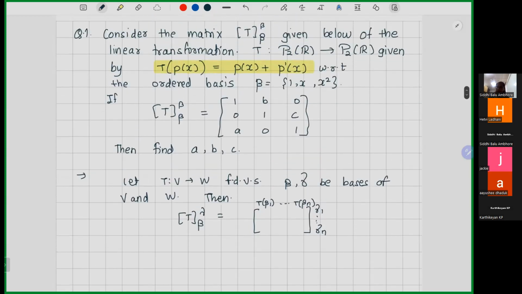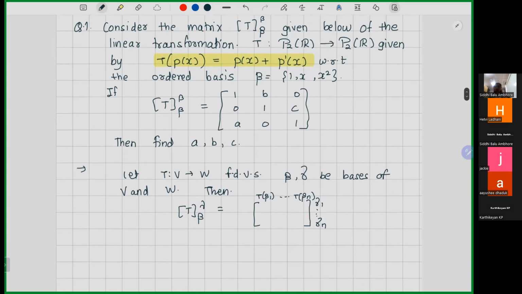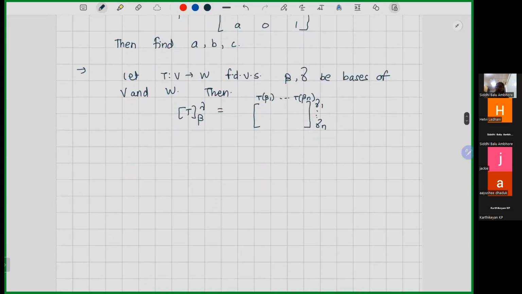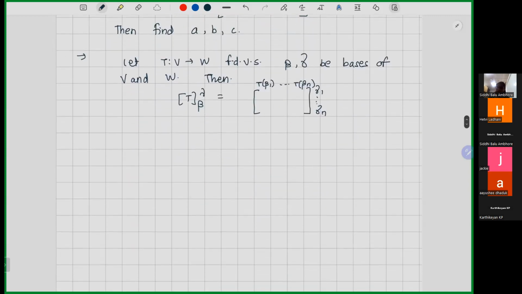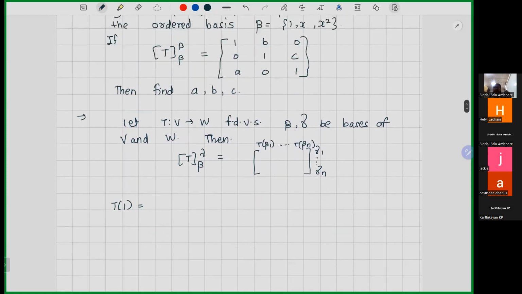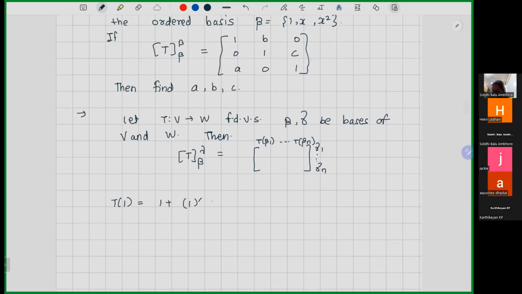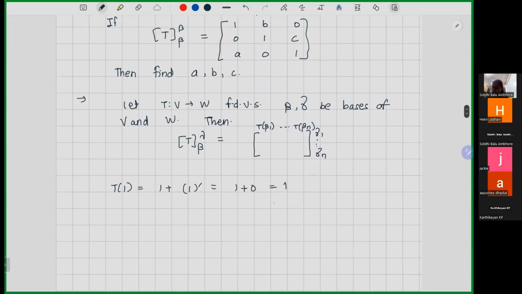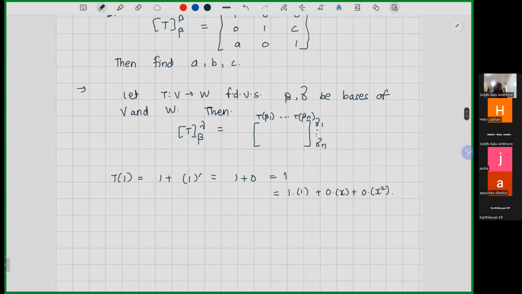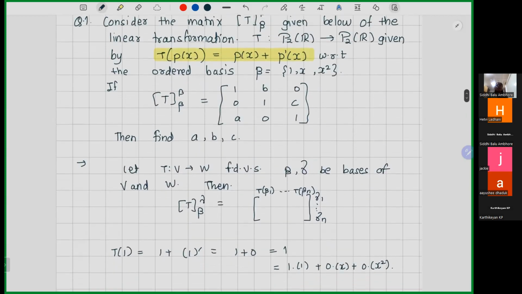So let us start with our linear transformation. T of p(x) is equal to p(x) plus p'(x), and the basis is {1, x, x square}. We have to find first T of 1, and then express this T of 1 in terms of beta again. So what is T of 1? It is 1 plus 1', that is differentiating 1, so it is 1 plus 0, which is equal to 1. Writing 1 as a linear combination of 1, x, x square, it is 1 times 1 plus 0 times x plus 0 times x square. This is how it is expressed as a linear combination of elements from beta.